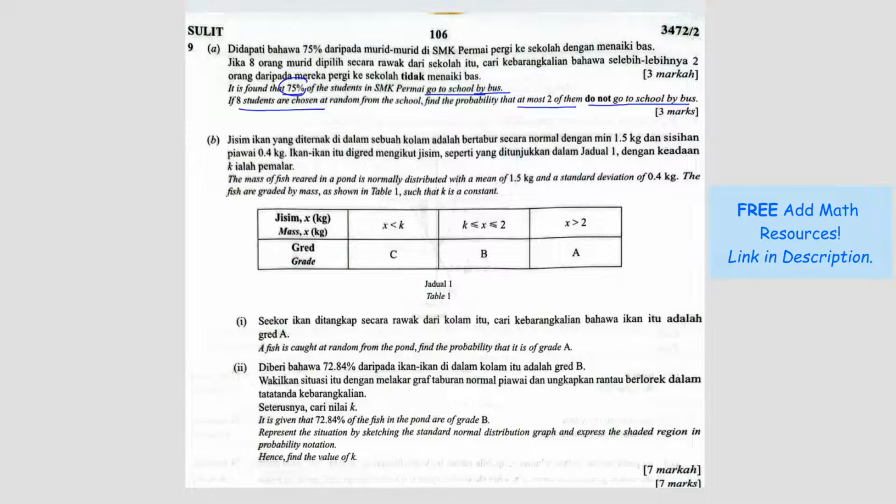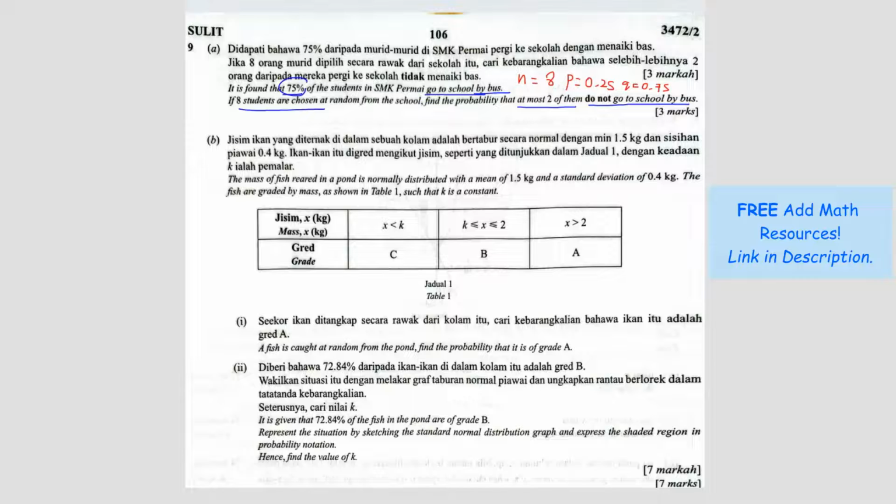So the n value we already know is 8 because there are 8 students here. N equals 8, and the p value we have to use based on what the question is asking for. It'll be easier to do that way. Since they say do not go to school, the probability we are using is not 75% but 25%. So P is 0.25, Q is 0.75. I hope you understand. The 75% is those who go to school by bus, but we are looking for those who do not go to school by bus, so we cannot use 0.75, use 0.25 for the P value.